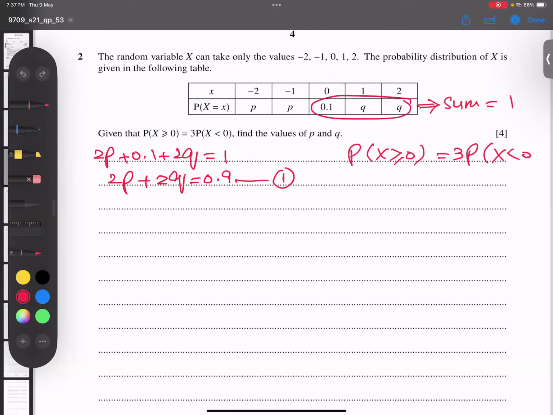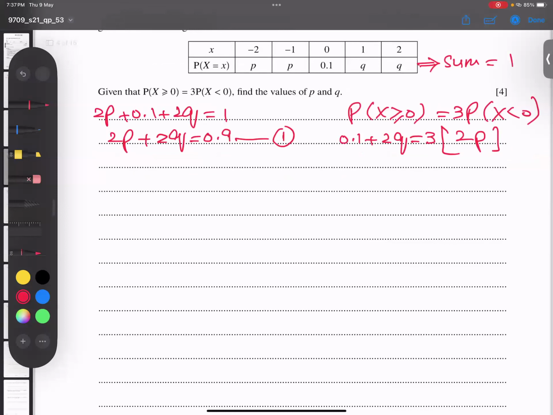So these 3 probabilities, I will add them here. So I'm writing 0.1 plus Q plus 2Q. 3 times, what is this? Less than 0. Less than 0 means these two values. So P plus P comes here, or I can write directly 2P.